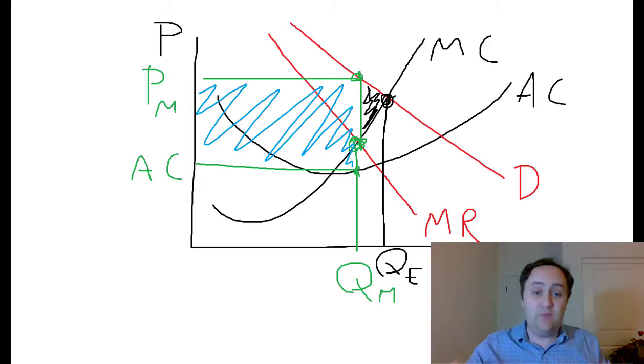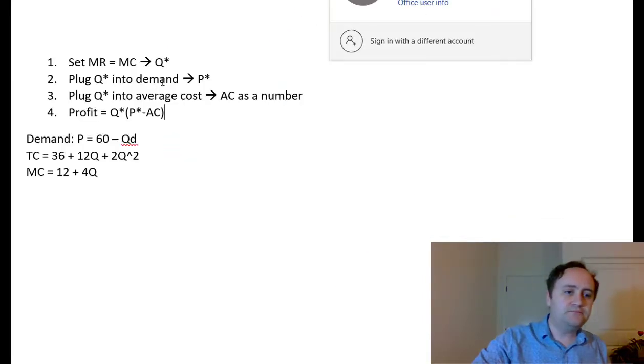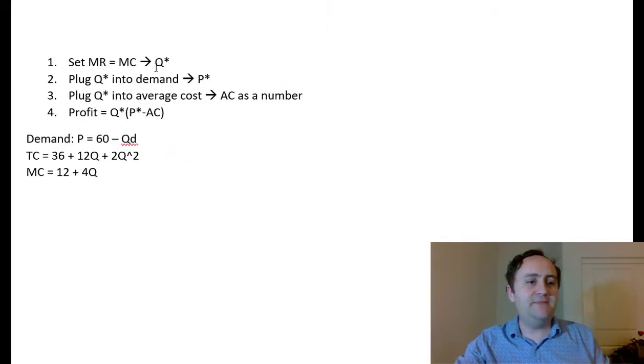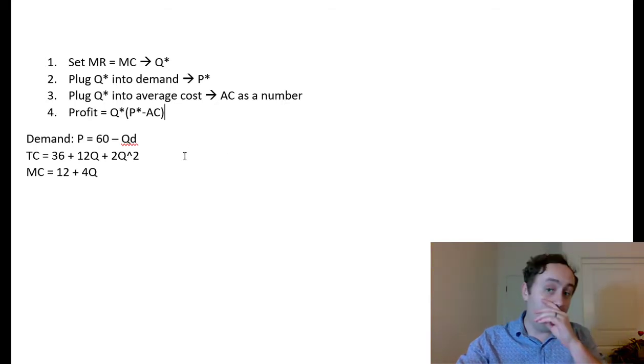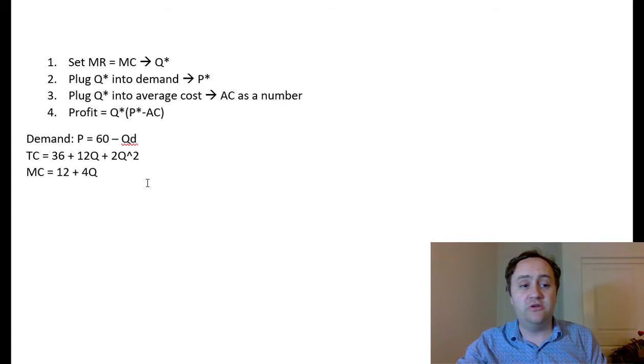Okay, so we have followed these steps with a graph to show how we can maximize our profit by choosing the appropriate quantity and price. Let's do it mathematically as well. So let's switch over here. We're going to follow the exact same steps, except we're going to do it with some algebraic demand curves. So we have a demand curve here, we have our total cost, we have our marginal cost.